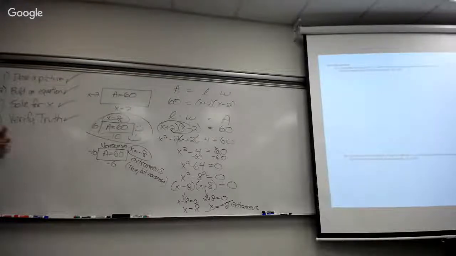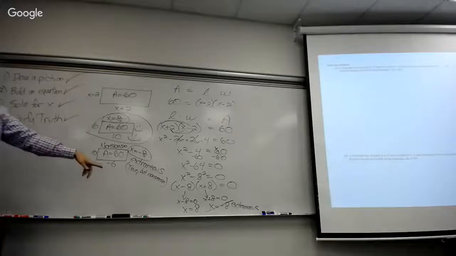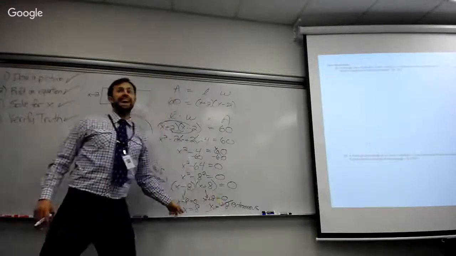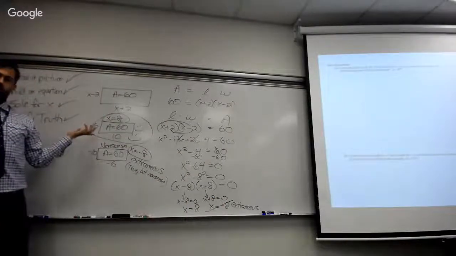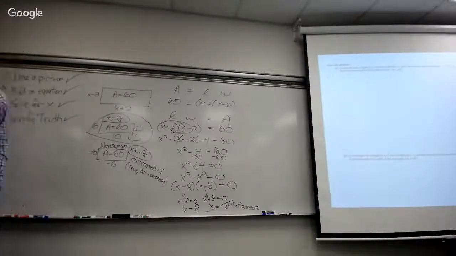So these are the 4 steps that we're going to use over and over in this class as we guide ourselves through challenging word problems that we need to solve. We draw a picture, we build an equation, we solve for x, and then we verify truth. Because not every solution that we get from the algebra is actually going to be a solution to the word problem. All right, wonderful, folks.